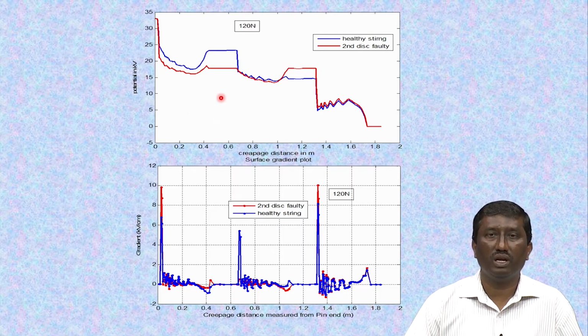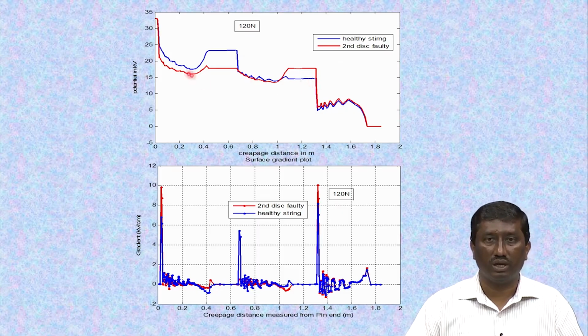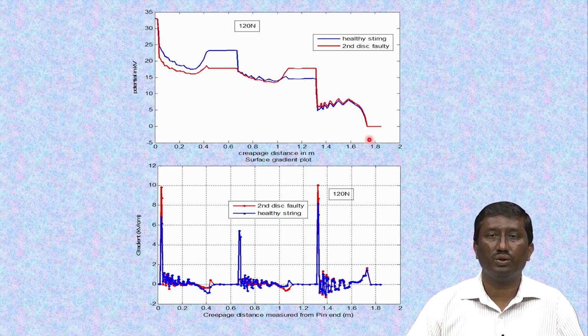So, you can very clearly see here, intentionally what we have done: the blue color of the graph is shown for the healthy 3 disc insulator string. Healthy in the sense the high voltage end is connected to the 33 kV and the third unit is connected to the ground. So, the blue color will give you the voltage distribution of the healthy string. Similarly, you see the blue color here, this gives the electric field across the 3 insulators which are connected.